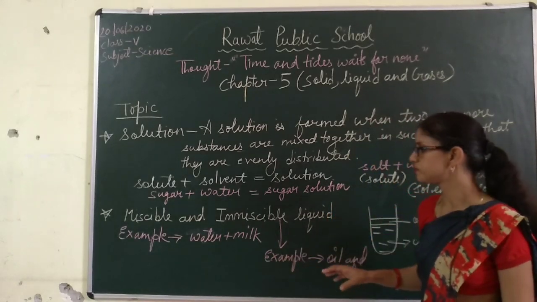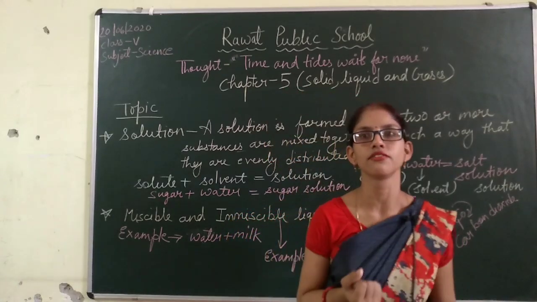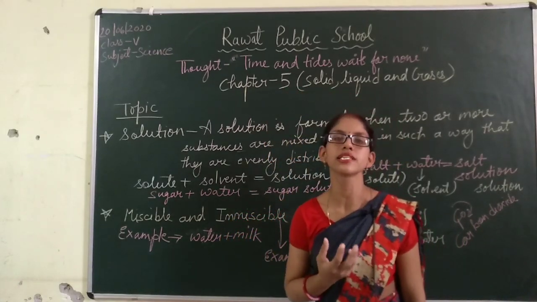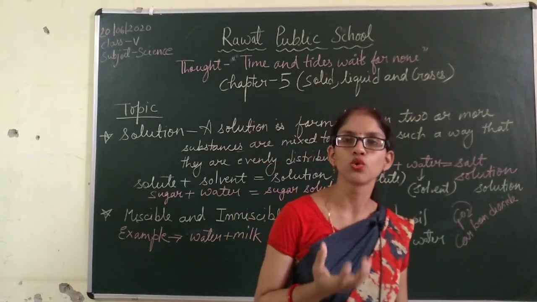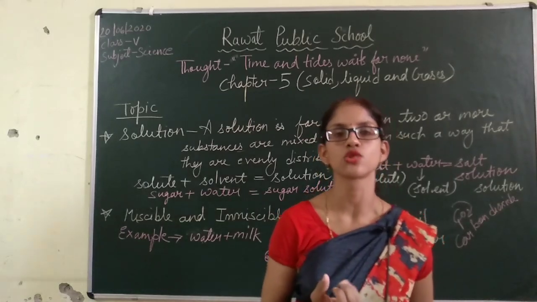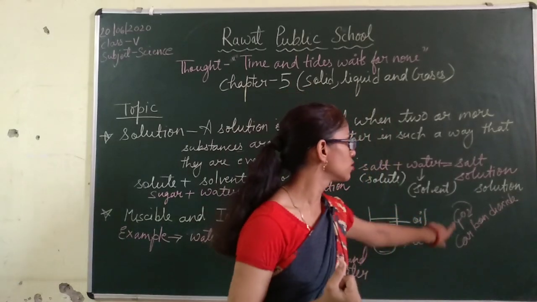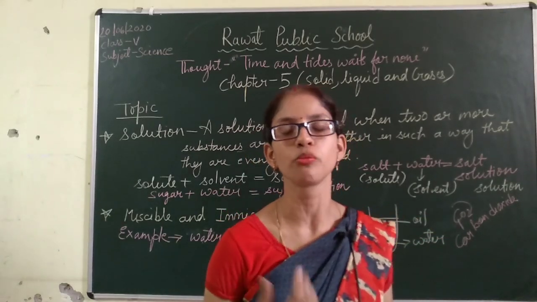Then next, some gases also dissolve in water. For example, in seas and rivers oxygen and CO2 gas dissolve in water, which helps the aquatic animals and plants to breathe. Whereas CO2 gas, or carbon dioxide gas, is dissolved in cold drinks to make a fizz.